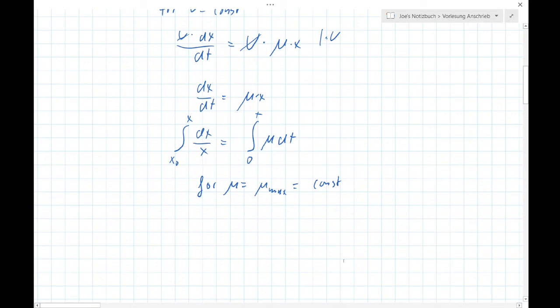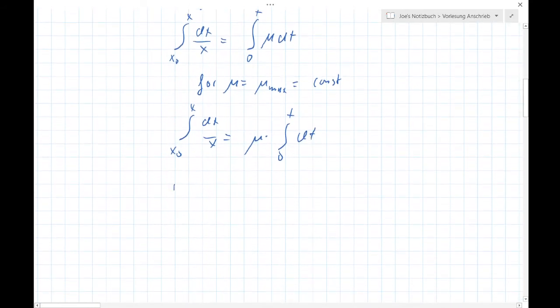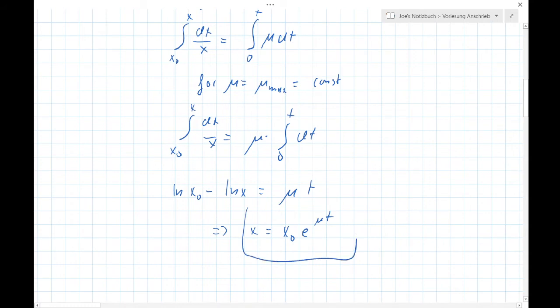So then we can write it like that: the integral from x0 to x of dx/x is equal to mu times the integral from 0 to t of dt. Okay, and now we can of course integrate, and we get ln x minus ln x0 is equal to mu t. And then we get of course our x is equal to x0 e^(mu t). So that was our equation describing how biomass grows in the batch culture.